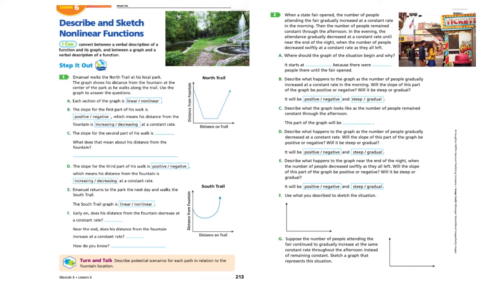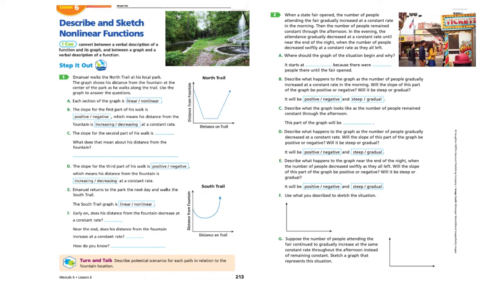So again, always pay attention to what are they describing on the x-axis and what is happening with the y-axis. So the x-axis here is the distance on the trail itself. This is telling his distance away from the fountain that's at the center of the park. So let's keep those things in mind as we look at the questions. So each section of the graph is linear or nonlinear. So you can see there are 3 different sections of the graph. So they're asking, is each section linear or nonlinear?